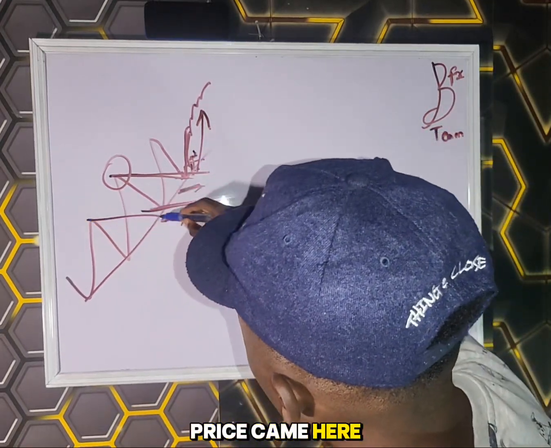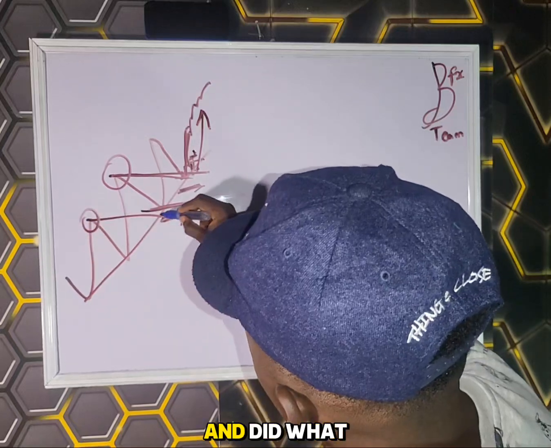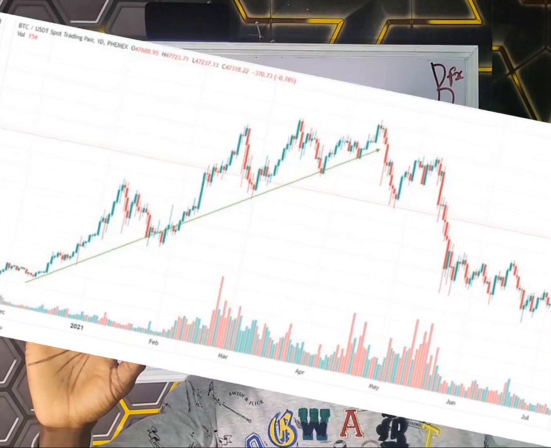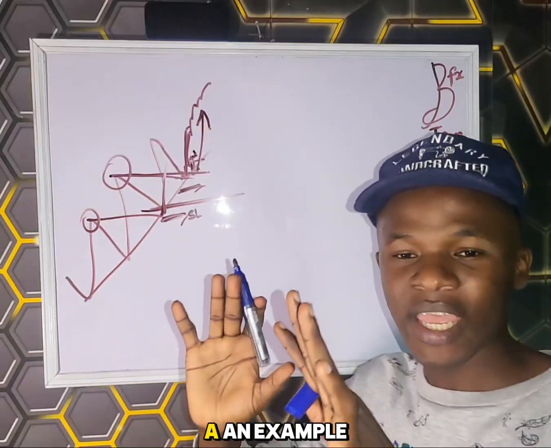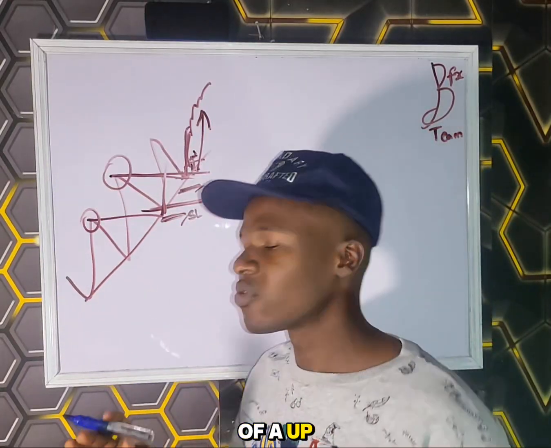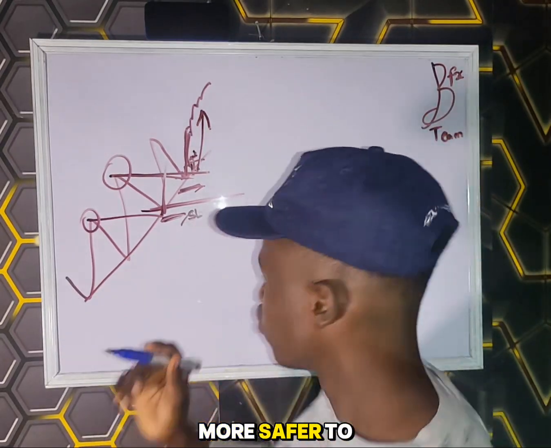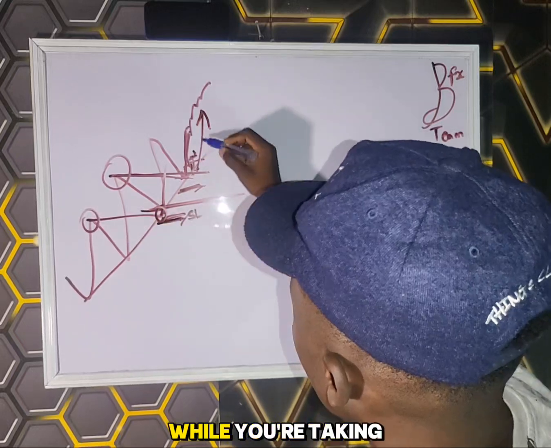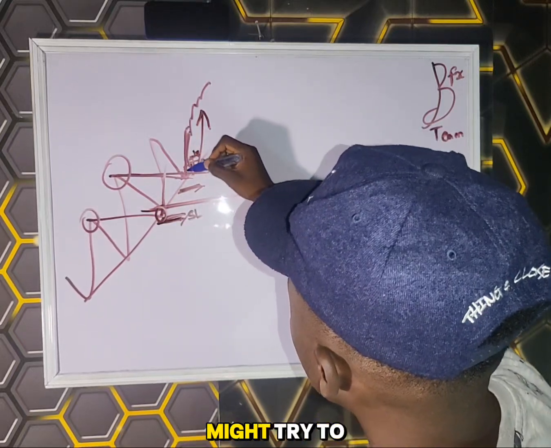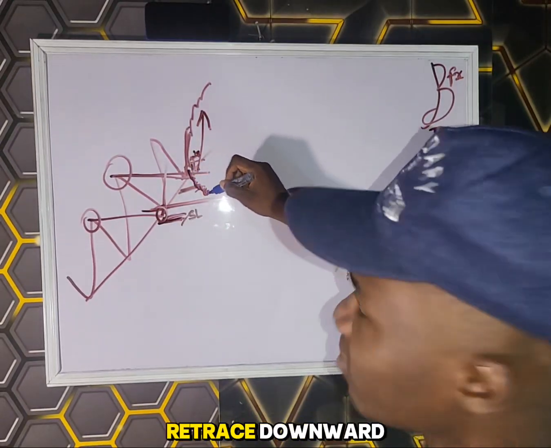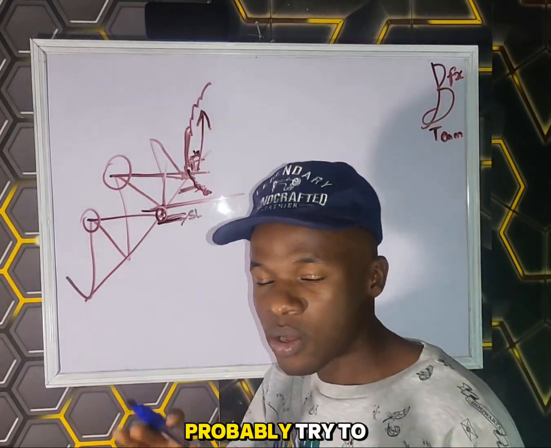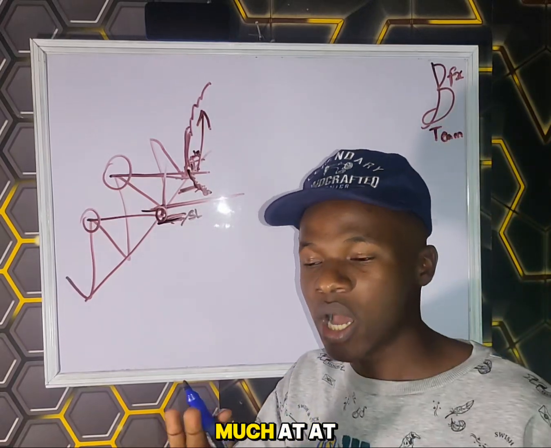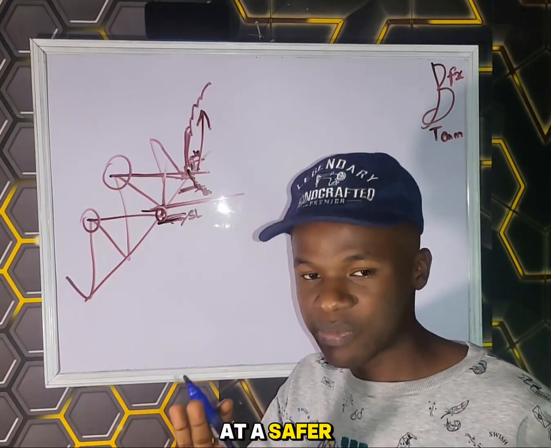Can you see that price came here to this previous resistance and shot up? If you go on your chart, look at this chart. Can you see that? That is an example of an uptrend. So it is safer to put your stop loss below this previous low, while you're taking your buy here, because the market might try to retrace downward, or probably try to manipulate the trade. So if your stop loss is here, your trade is at a much safer space.